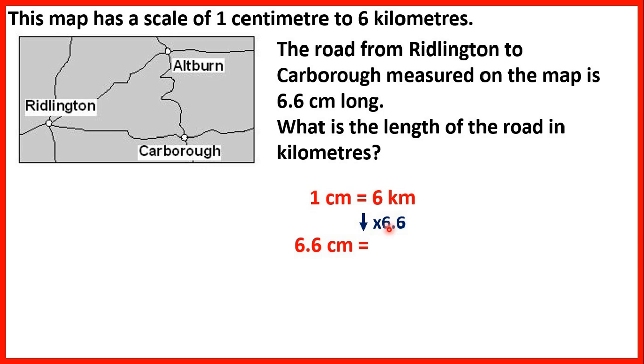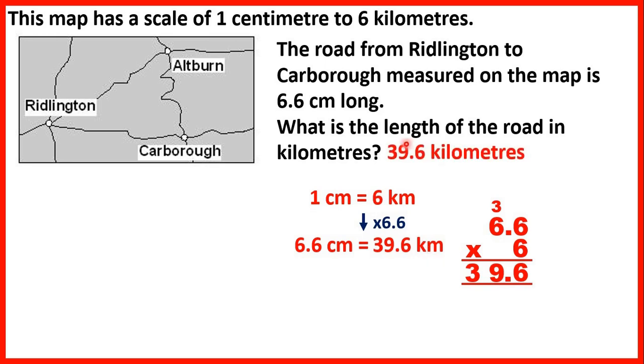So 1 times 6.6 is of course 6.6. To work out the equivalent number of kilometres, we need to work out 6.6 times 6. That gives us 39.6. So the length of the road is 39.6 kilometres.